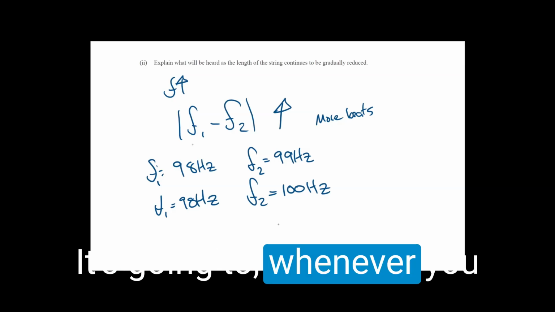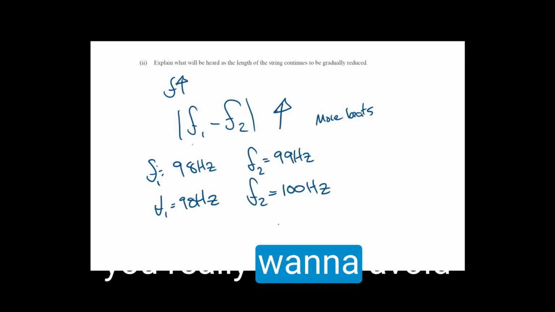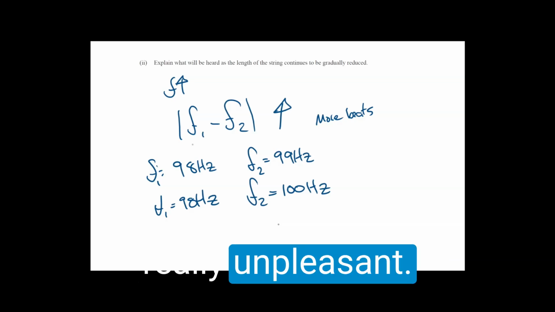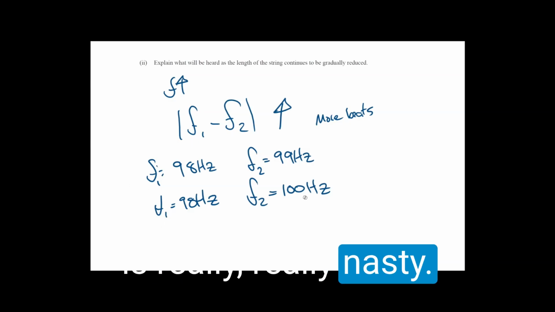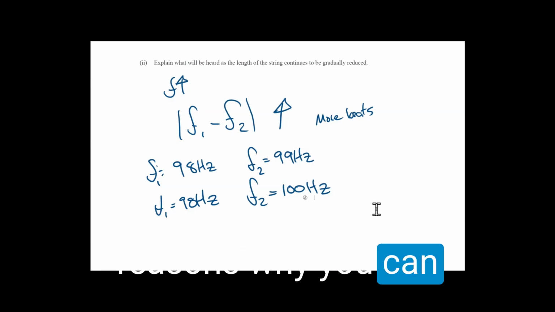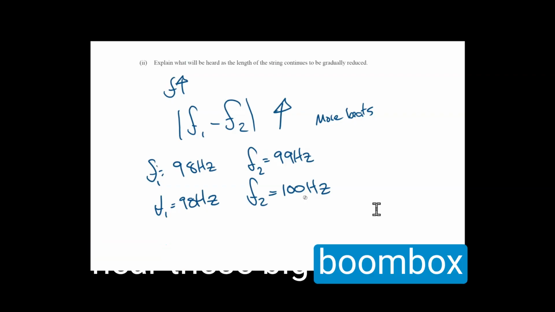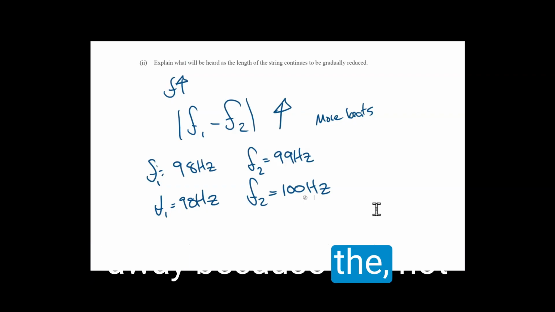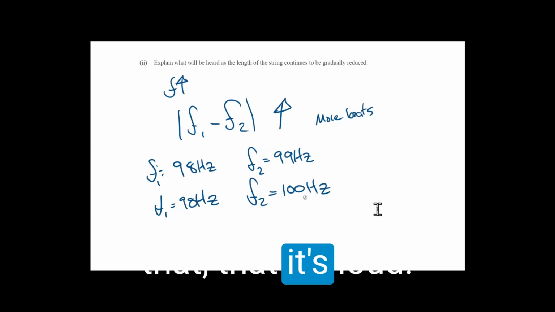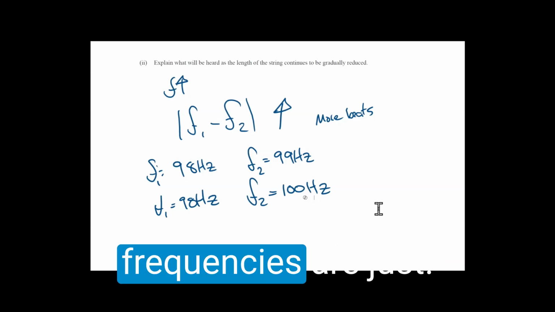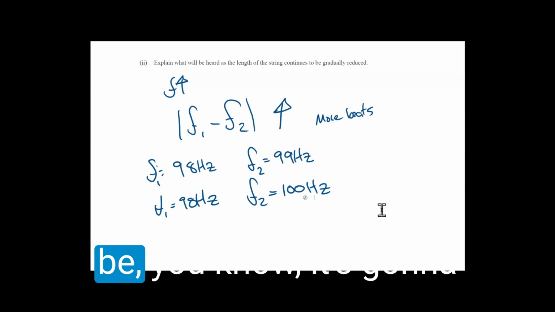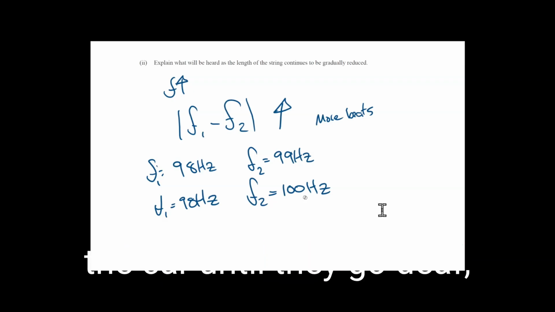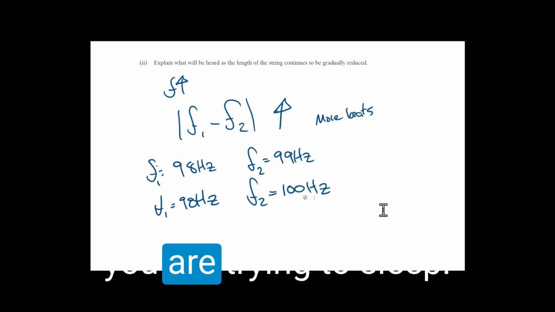Whenever you set up audio equipment, you really want to avoid that because it is really unpleasant. A high volume beat is really nasty. It's one of the reasons why you can hear these big boombox cars coming from miles away, not necessarily because it's loud, but because any difference in the frequencies is just going to be amplified. It's going to be good for the person in the car until they go deaf, but really unpleasant if you're trying to sleep.